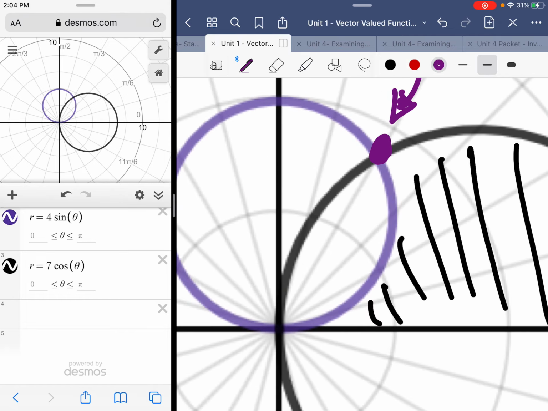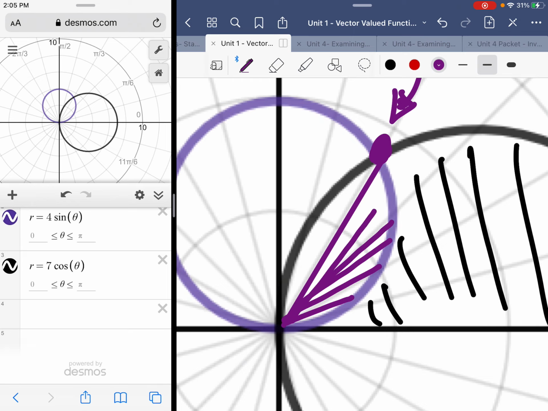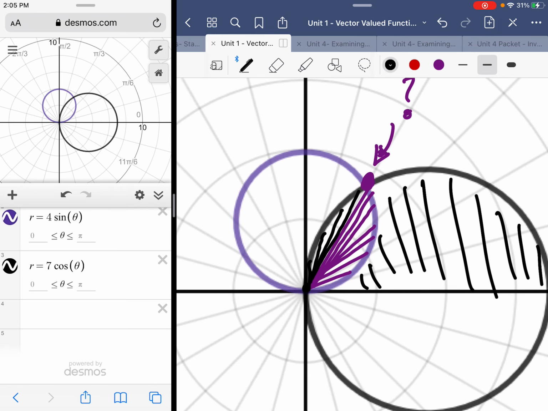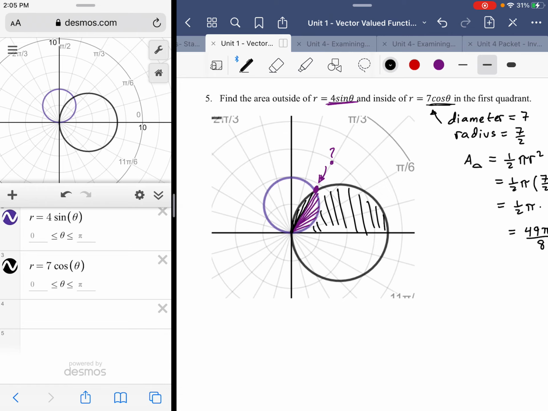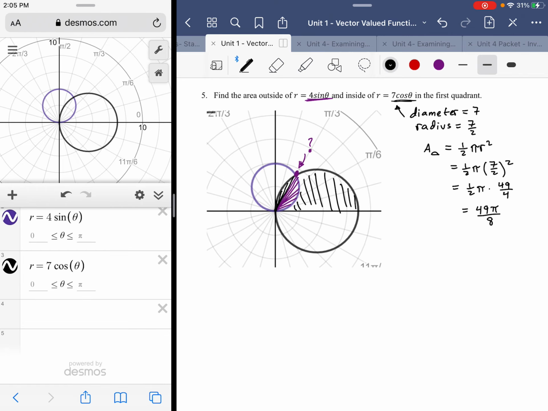So I'm going to bring this in, and we're going to have to figure out this area. Oh, that looks terrible. And then once we've done that, we'll have to shift over and figure out the area the rest of the way. Okay, and then once we get that sum total, we can subtract it off that 49 pi over 8, or whatever it was.